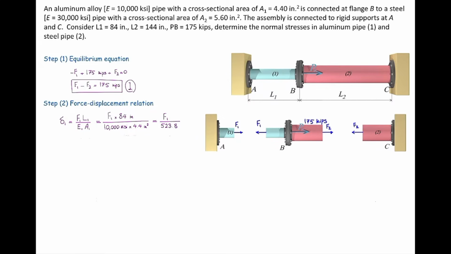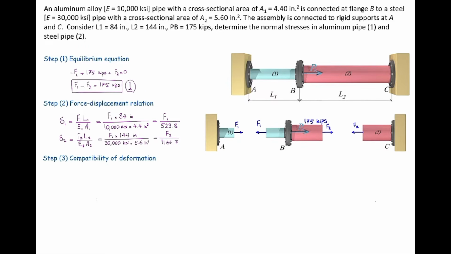In a similar way, we can calculate the deformation in the second element. Delta 2 is FL divided by EA. And I'm going to plug in the associated values of the second element in order to determine the deformation delta 2 in terms of unknown force F2.